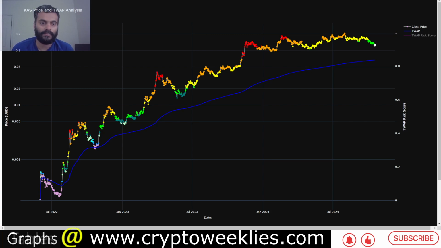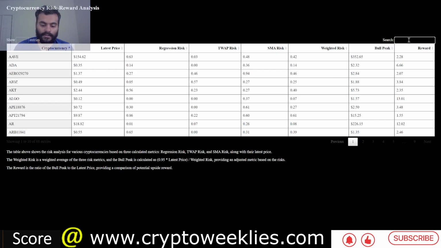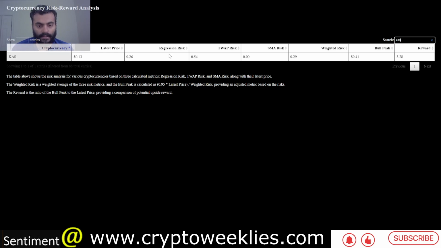If we were to weight all of this in an estimated bull target based model, and let's search Kaspa over here. This is the updated regression risk at 0.26, the time weighted average price, as we just talked about, at around 50% risk, 50% reward, and SMA risk essentially 0. Prices are very close to the bottom per the SMA model. If we weight this risk together at around 30% risk and 70% reward, the bull run target for Kaspa per this risk reward model is at around 41 cents. Again, a 3.2x from the current valuation.